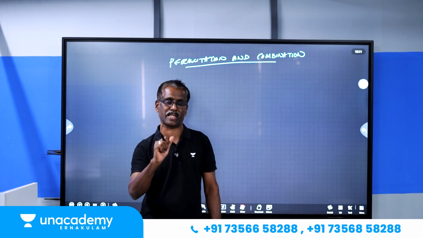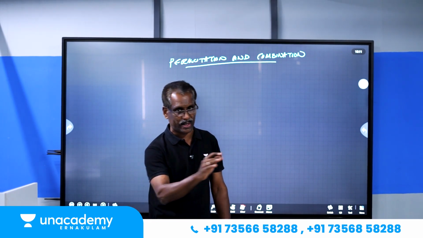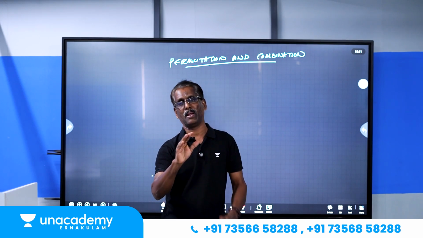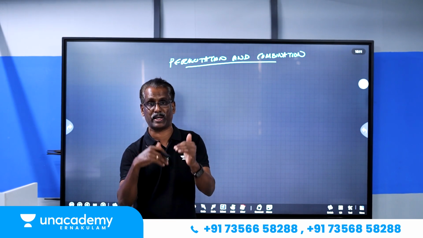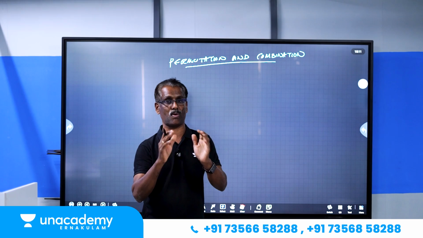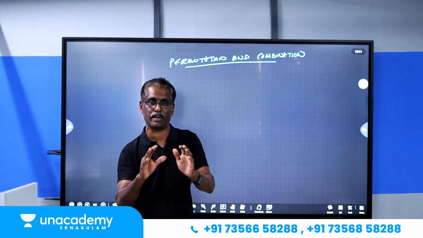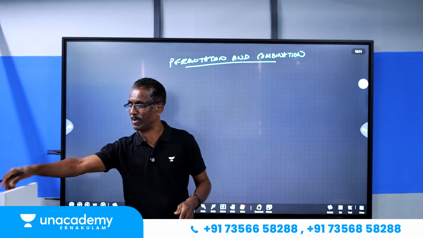What is permutation? Permutation means arrangement of objects along a line or in a circular way. That means there are two types of permutation, linear permutation and circular permutation. What is combination? Combination means selection only. Their order is not important. So think of a practical situation.